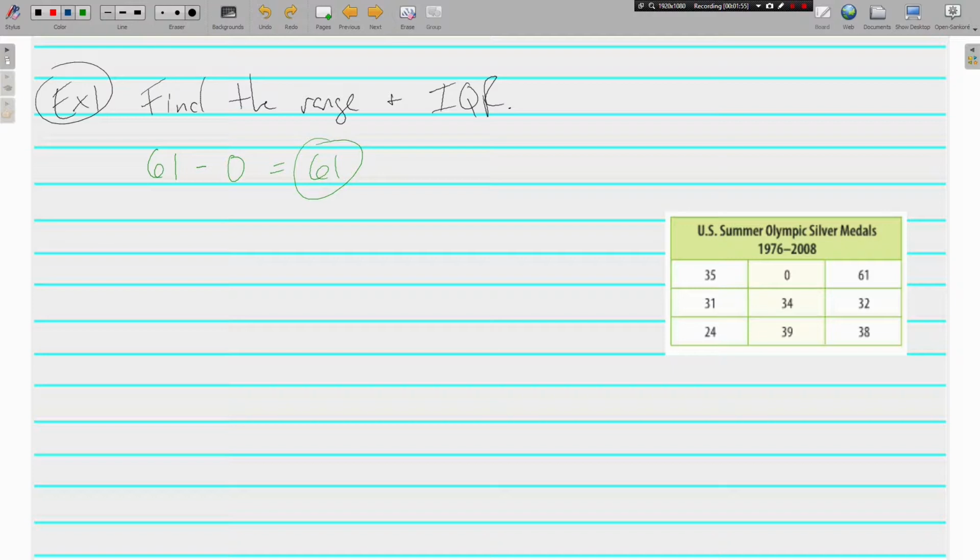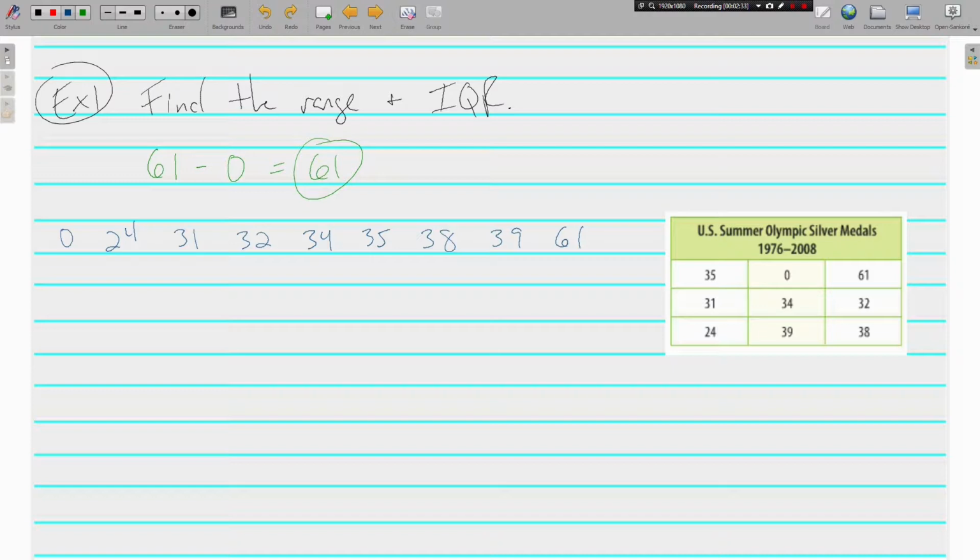First, we're going to have to find the median. So we need to put these numbers in order from least to greatest. And we have 0, 24, 31, 32, 34, 35, 38, 39, and 61. 61's a lot higher than 39, and actually 0 is a lot lower than 24. So we've got some outliers here. Median is good when there's outliers.